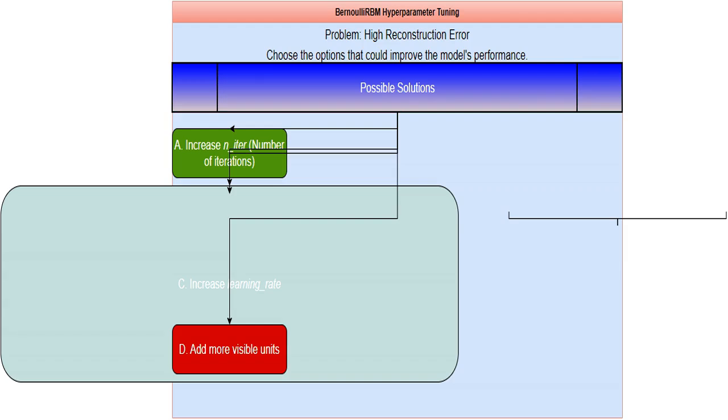Increasing the learning_rate can make the model unstable or even prevent it from settling at a good solution. It's like taking giant steps. You might skip over the optimal point.